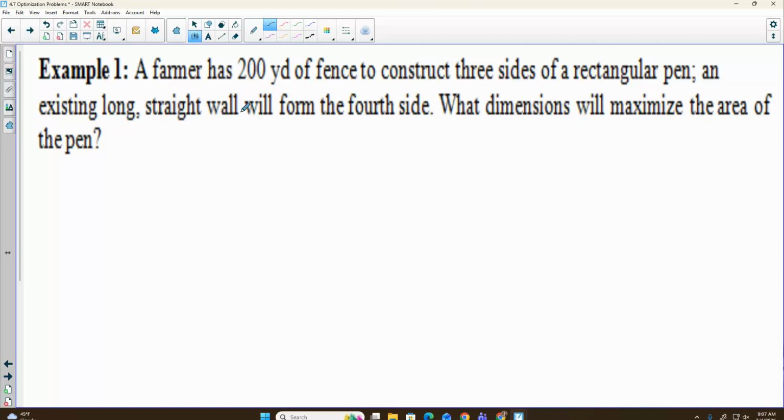A farmer has 200 yards of fence to construct 3 sides of a rectangular pen. An existing long straight wall will form the 4th side. So I have a wall, and I'm forming a pen on that. What dimensions will maximize the area?